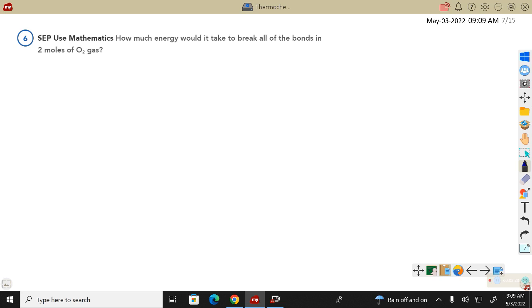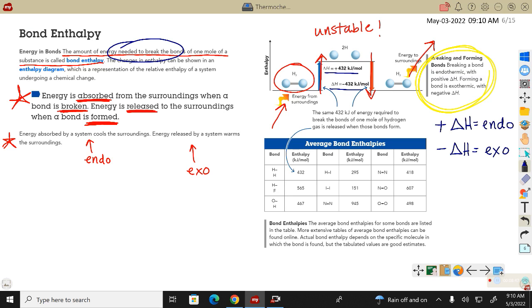Question 6 says, how much energy would it take to break all the bonds in 2 moles of oxygen gas? Okay, so no big deal. I have to go to my table and find the oxygen bond, which we were just mentioning. Sometimes it may help to draw the dot structure. Oxygen has 6 valence electrons, and we'll link them up in a double bond to give everybody an octet.